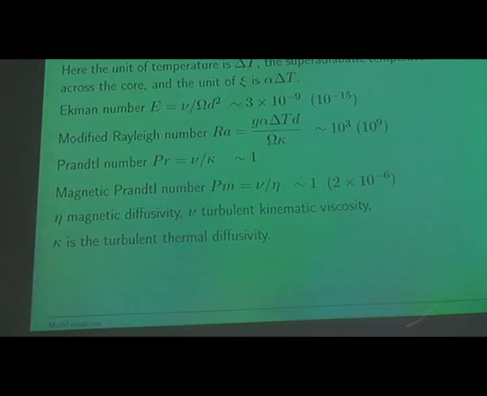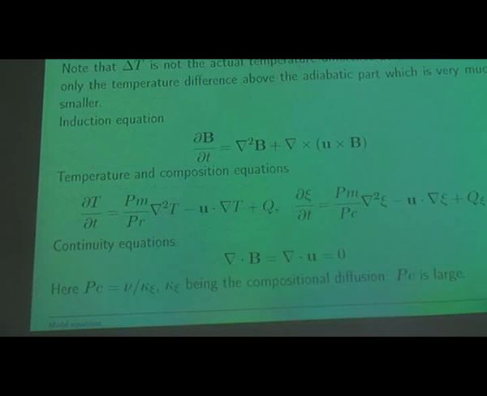Perhaps I ought to mention a bit more: remember the magnetic Prandtl number is mu over eta, that's the viscosity divided by the magnetic diffusivity. And the ordinary fluid Prandtl number is mu divided by kappa, where kappa is the thermal diffusivity. And those are all dimensionless quantities.